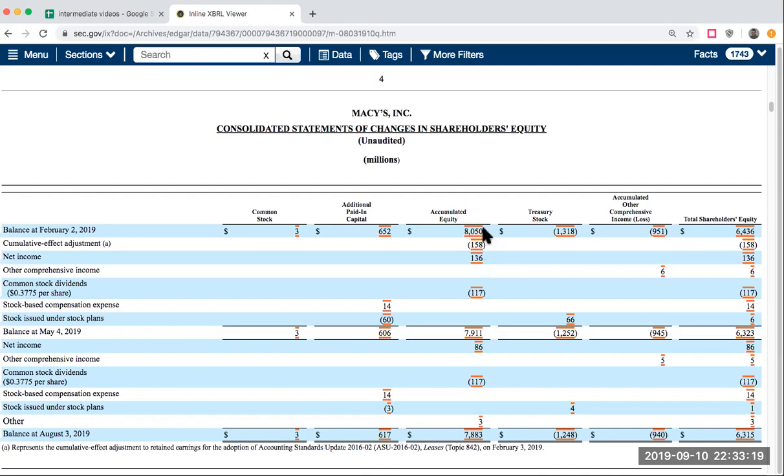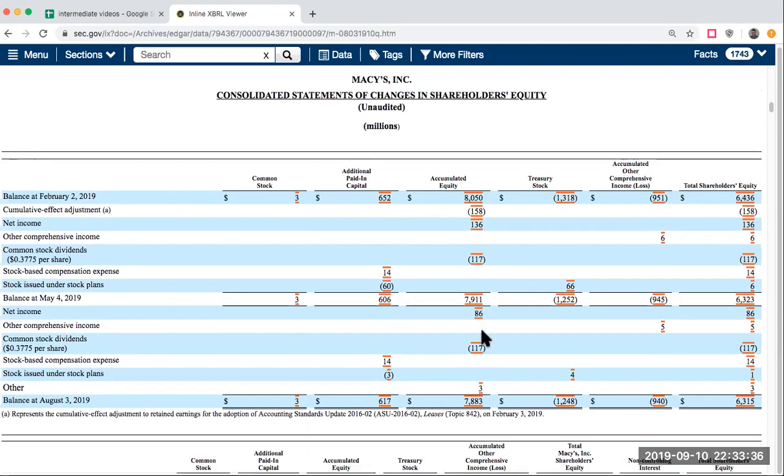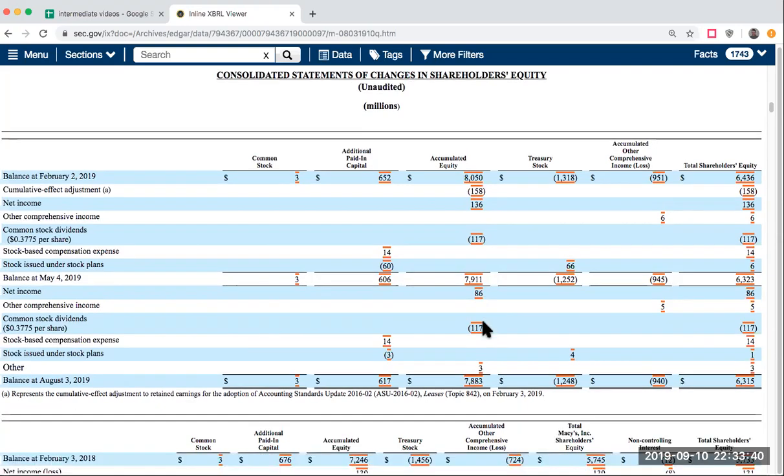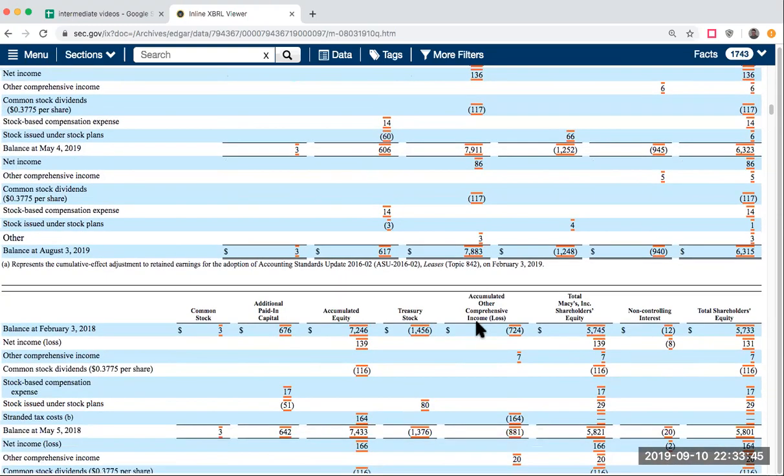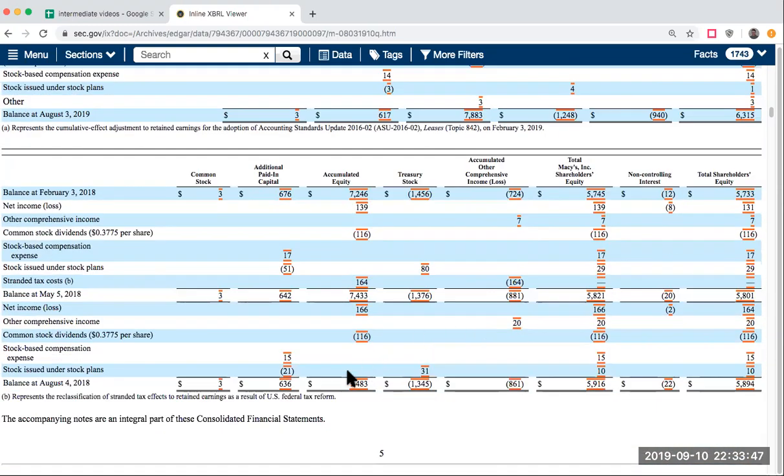So you've got an $8 billion beginning balance, a cumulative effect adjustment of 158 million, net income of 136 million, and common stock dividends being reduced over here. Then over here I'm showing my net income and then common stock dividends. They're paying out dividends even though it's beyond their net income. This helps us reconcile from period to period.